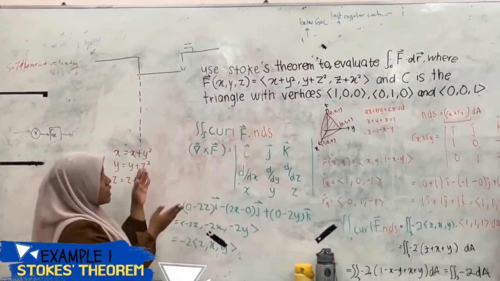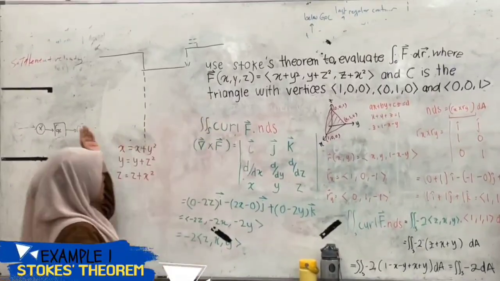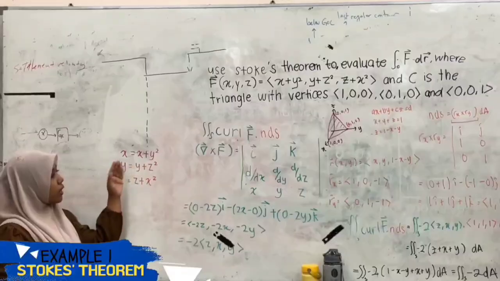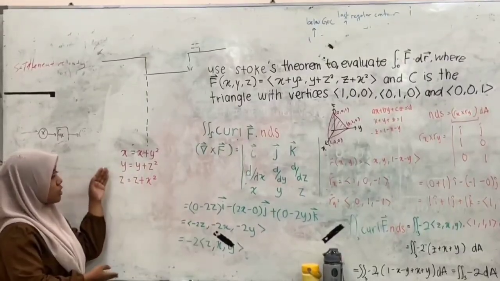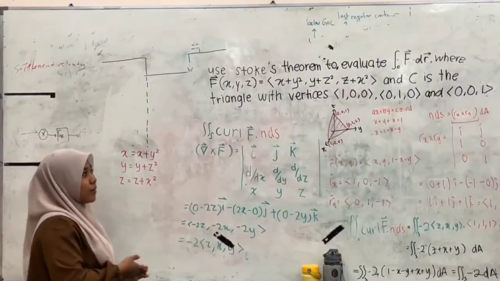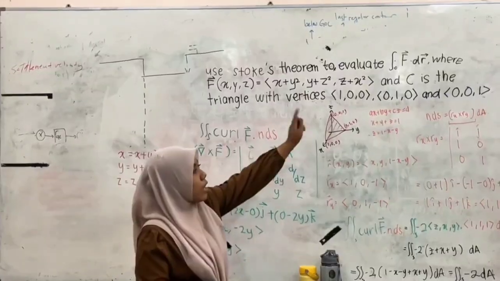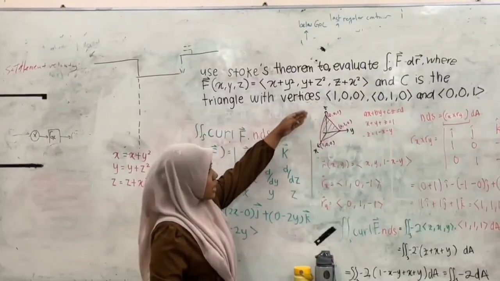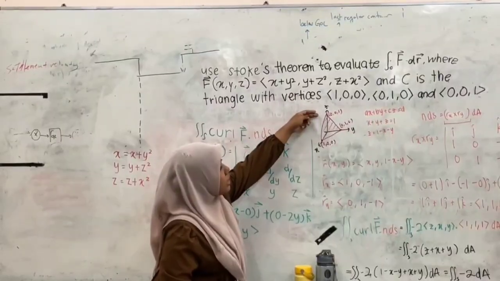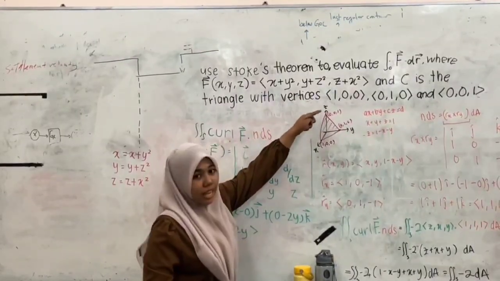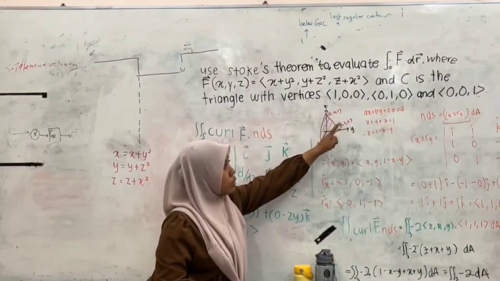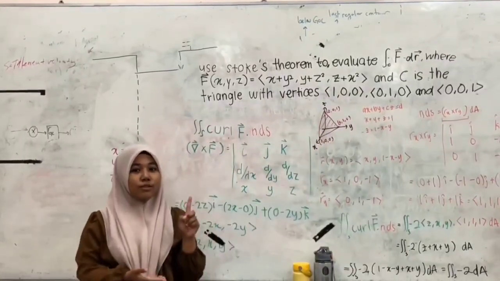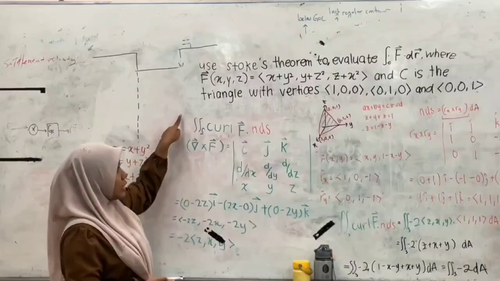Today we show you an example of using Stokes theorem to evaluate the integral over C of F dot dr. From the equation, we can take out x equal to x plus y squared, y equal to y plus z squared, and z equal to z plus x squared. The first thing we have to know is that when we have C, we have to take out the vertices. From the diagram, we know that z is 0, 0, 1, y is 0, 1, 0, and x is 1, 0, 0. The first thing we have to do is find the curl.